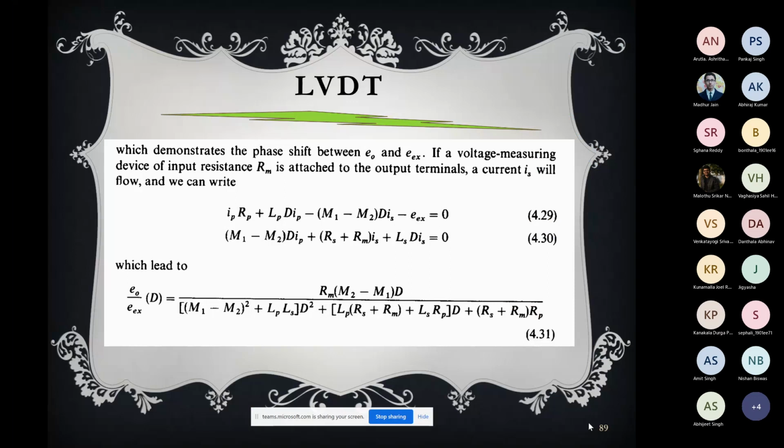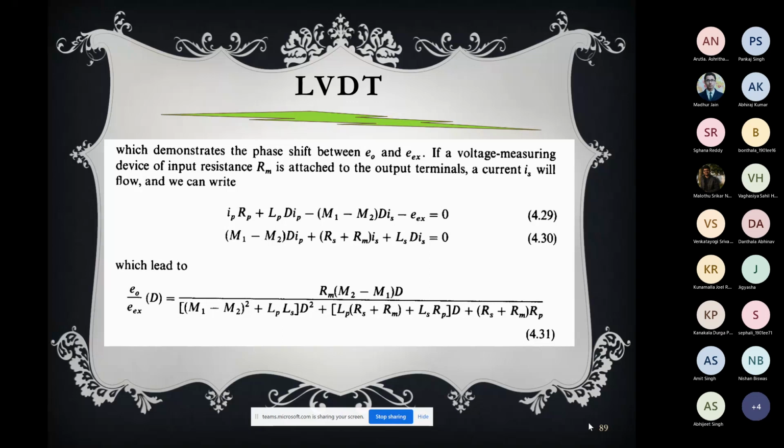Now, for the ideal case, we have derived and described how the transfer function and the response of LVDT will be. Now let us consider a scenario. Until now we have assumed that there is no loading effect. It means that no current will flow through the voltage measuring device or the voltmeter, as its resistance we consider as infinity.